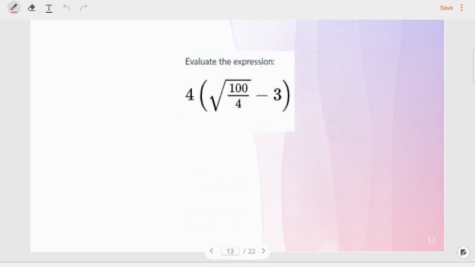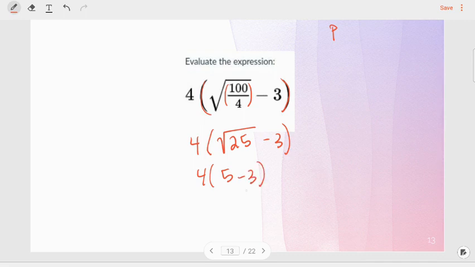All right, evaluate the expression. So I'm going to work inside the parentheses first. Now I have these big sets of parentheses, and then I've got a lot going on inside the parentheses. So again, I'm going to see if there are any parentheses inside. Now there's imaginary parentheses around the 100 divided by 4. So that simplifies. 100 divided by 4 is 25. Inside the parentheses, am I going to do subtraction or the radical first? Radicals come first, so I'm going to simplify. And now subtraction. 5 minus 3 is 2. 4 times 2 is 8.